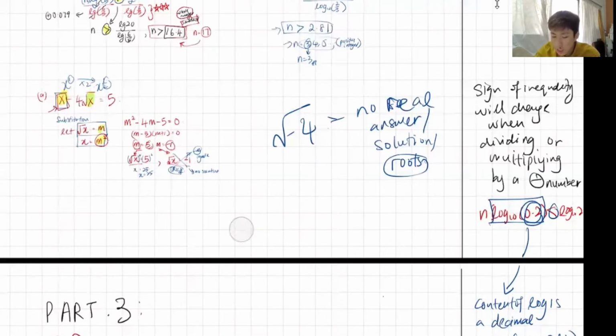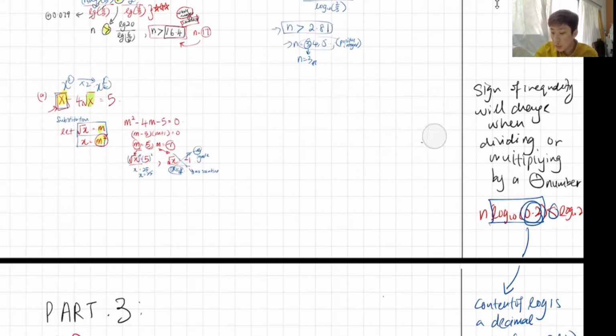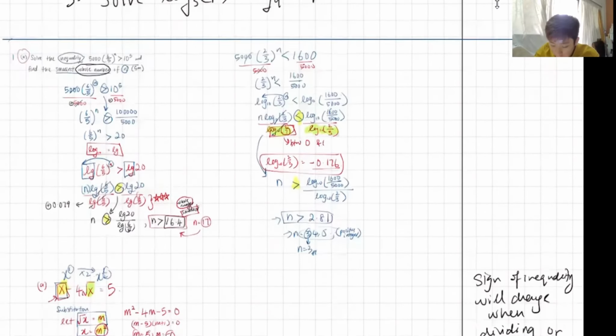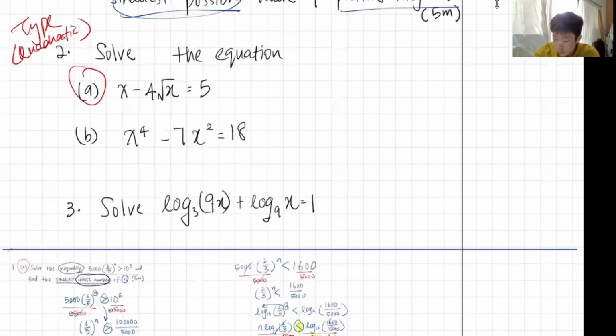So these are all the same thing: roots, answer, solution, no real roots. When you square root a negative number, there's no real roots. So when you see this, normally you just ignore it, forget about it, because it will end up in no answer, a mathematical error. You can try to type in your calculator, square root of -4, what do you get? Okay, so that is A. B, I will leave as homework for yourself.